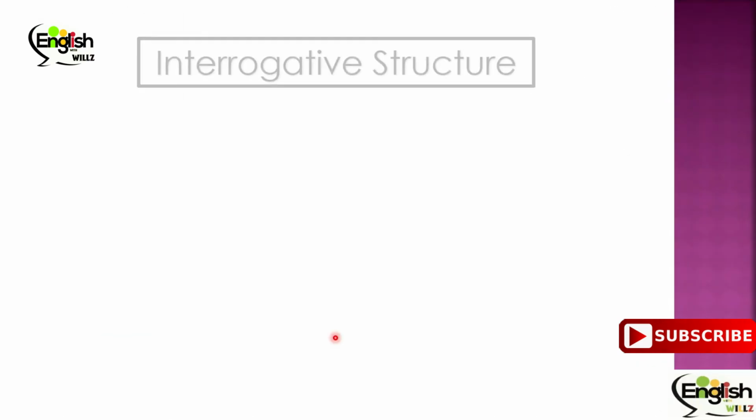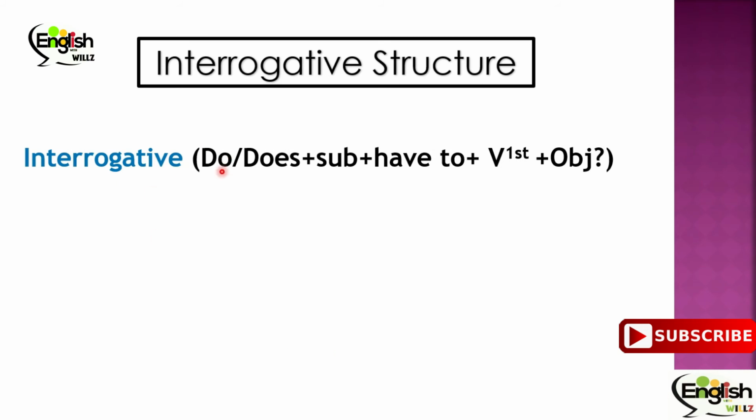Now let's talk about the interrogative structure. In the interrogative structure we use do or does at the beginning of the sentence. Now you know where to use do, where to use does. With I, we, you, they we use do. With he, she, it or third person singular name we use does. Subject, have to, first form of the verb and object. Now you can't see any has to, as I have earlier explained that we never use has to in negative or in interrogative sentences. Has to only comes in the affirmative sentences.